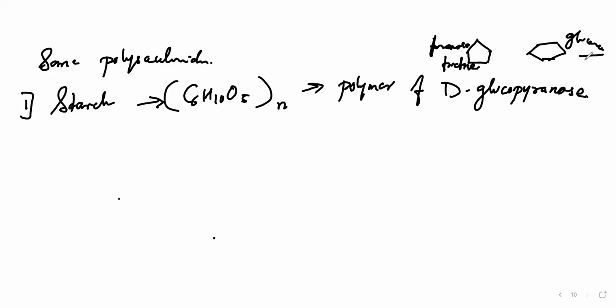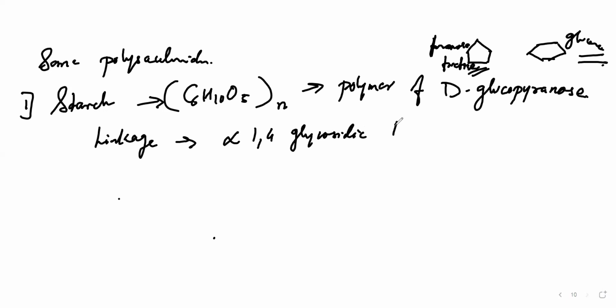Okay, glucose has a pyranose structure, and fructose has a furanose structure, which is a five-ring structure. So starch is what? A polymer made up of D-glucopyranose. Here there will be a linkage for every molecule. So the linkage here is what? Alpha 1,4 glycosidic linkage. As I already told you, in sugars the linkage is a glycosidic linkage, the link between the first and the fourth carbon. So alpha 1,4 glycosidic linkage.